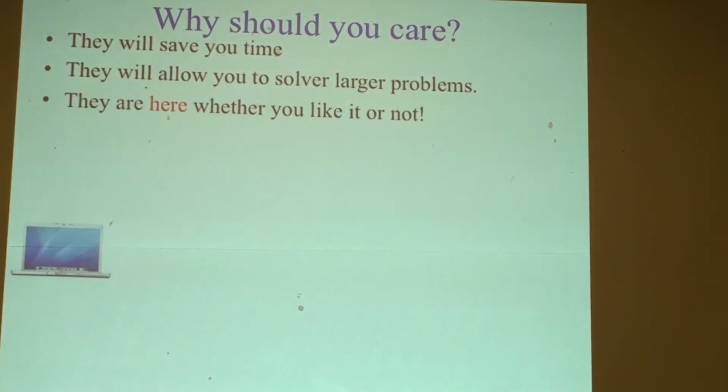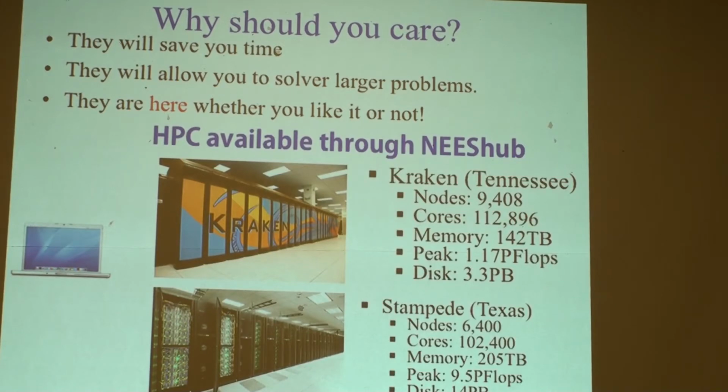So why do we care? Because they'll save you time. They allow you to solve much larger problems. Regional problems can actually be solved on these high-performance or parallel computers. And whether or not you like it, they're here. I've got 4 cores on my little laptop here. With NISA, we have machines with over 100,000 cores or processing units available to us that you can use right now, if you go to NISA and submit a job to one of these parallel machines.